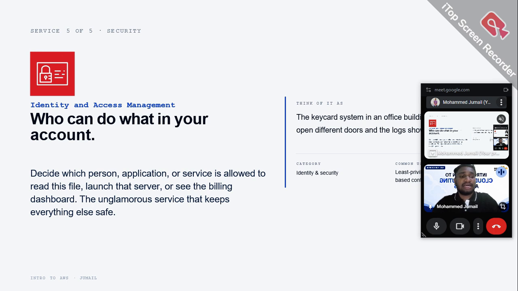Next one is IAM. IAM stands for Identity and Access Management. It is used to control permissions and security management within AWS accounts. IAM helps organizations decide who can access specific resources and what actions they can perform. This improves security and ensures proper access control.